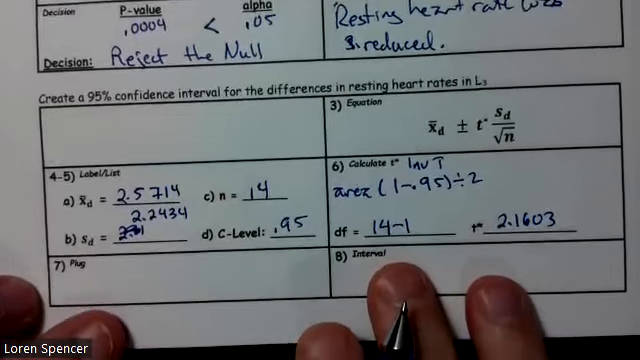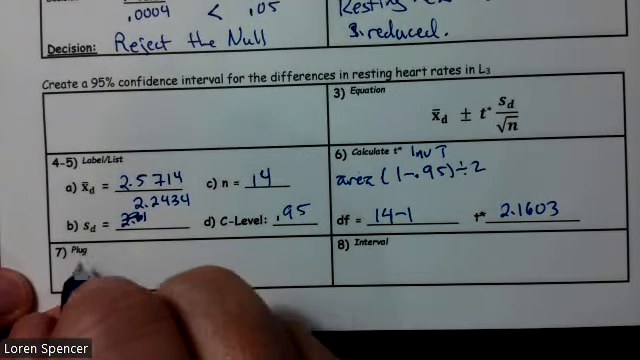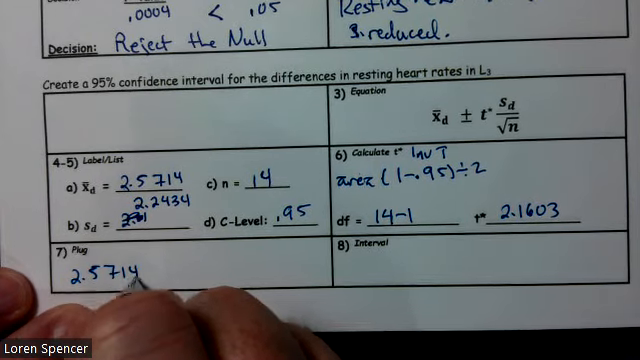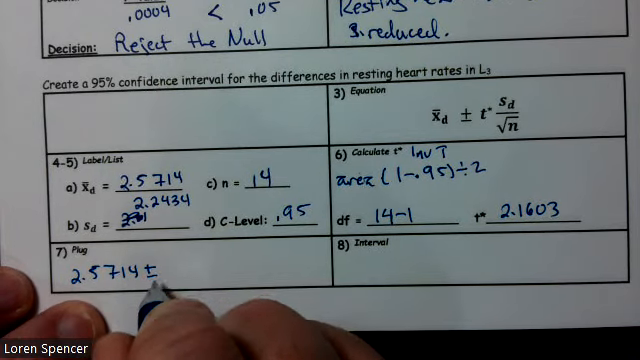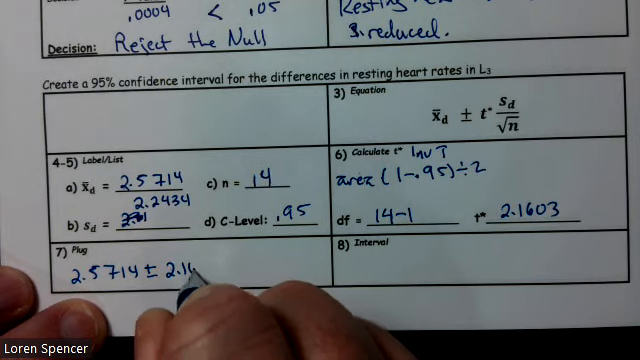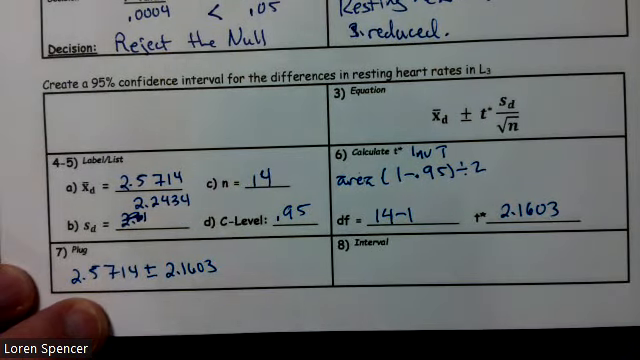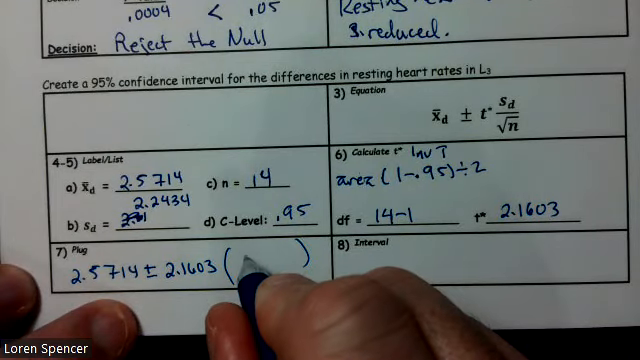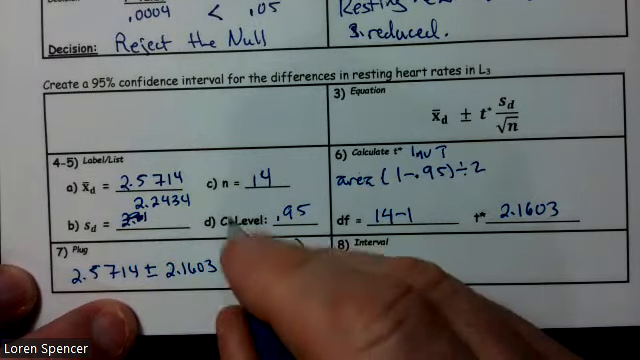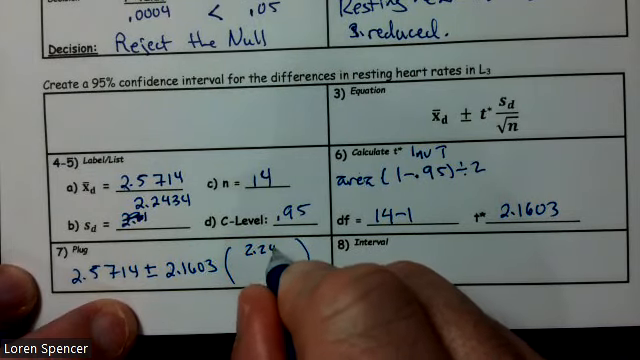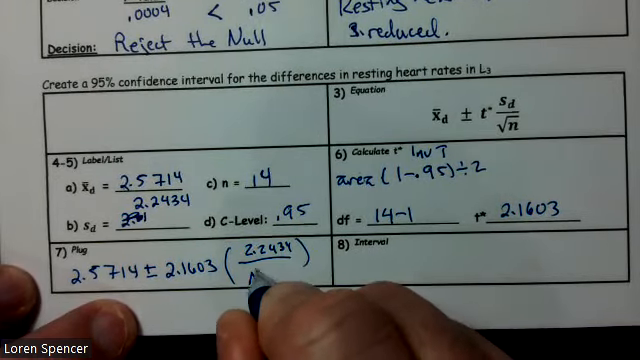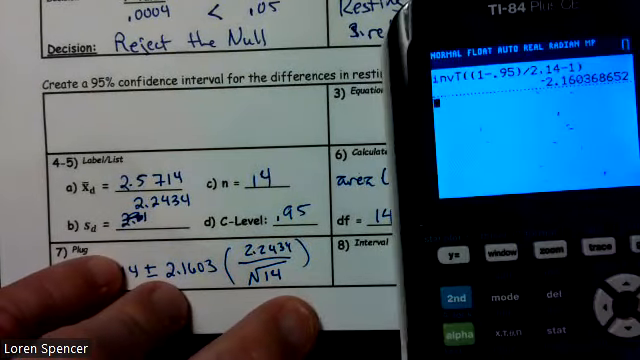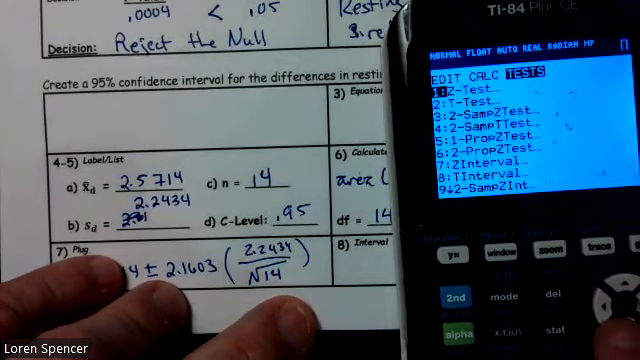All right, now we can go ahead and plug in. We have 2.5714 plus or minus 2.1603 times our sample standard deviation of 2.2434 divided by the square root of 14.